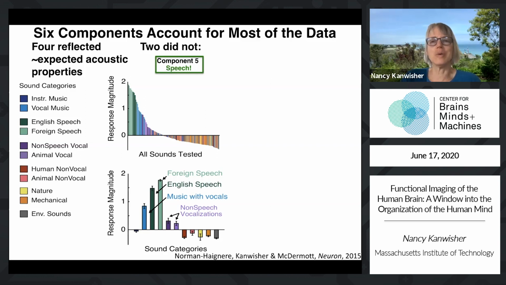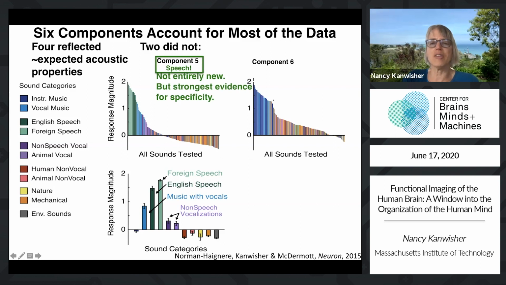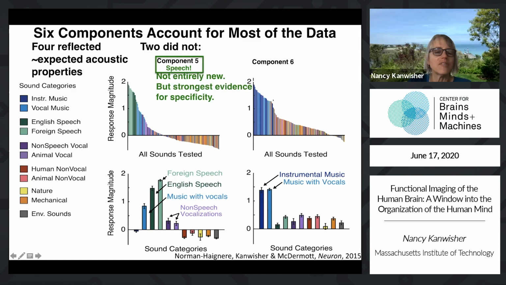Okay, so that's cool. Then there was component 6, and component 6 was the real surprise. So if you look at component 6, you say, oh, it's always blue and purple stuff. What is that? Well, if you average by category, you see that component 6 is selective for music.